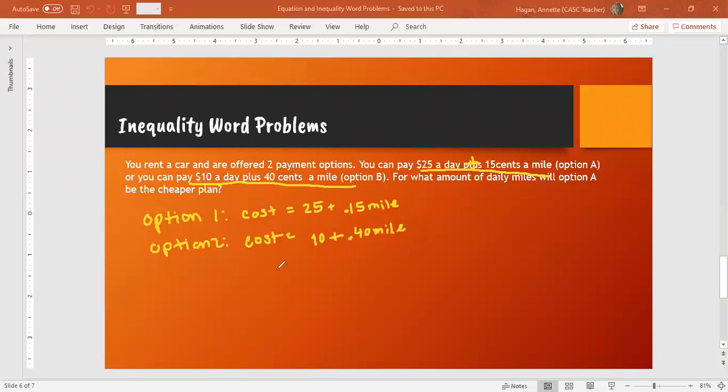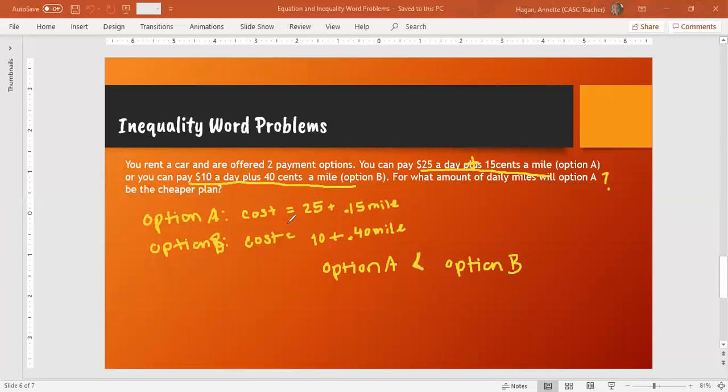So this is what we're going to look at here. The first option is more expensive, but you pay less per mile. The second option is cheaper, but you pay more per mile. So for what amount of daily miles will option A be a cheaper plan? So we want to know when will A be cheaper than B? If it's cheaper, we want to know when it's going to be less than B. We want to know not what it's equal to, but less than B.